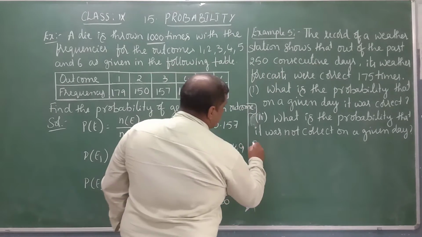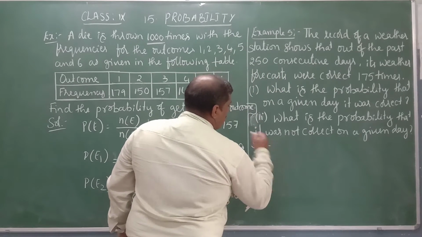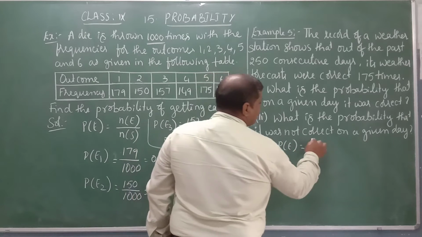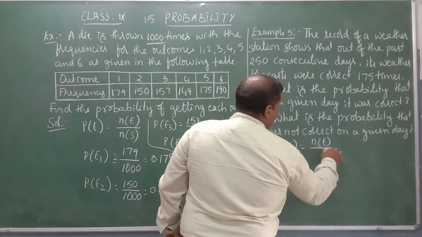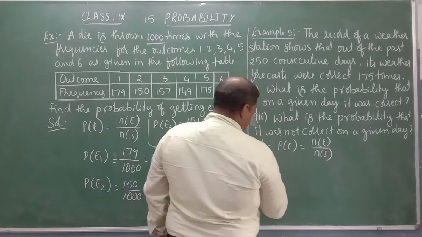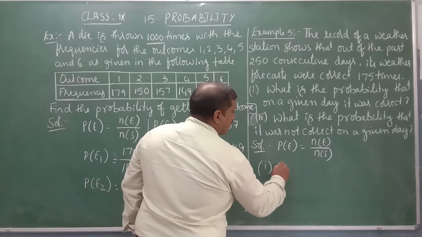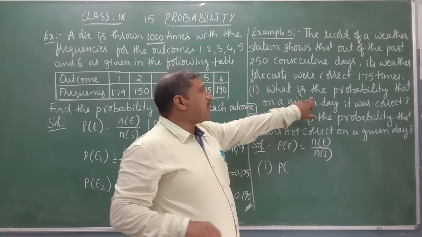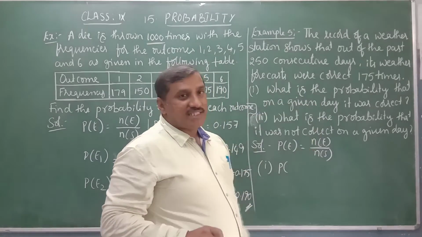Fine. Let the given be P(E). Write the first formula: P(E) = n(E) divided by n(S). Now the first question. You take first P(correct). We are taking the correct time. What is the probability that on a given day it was correct?